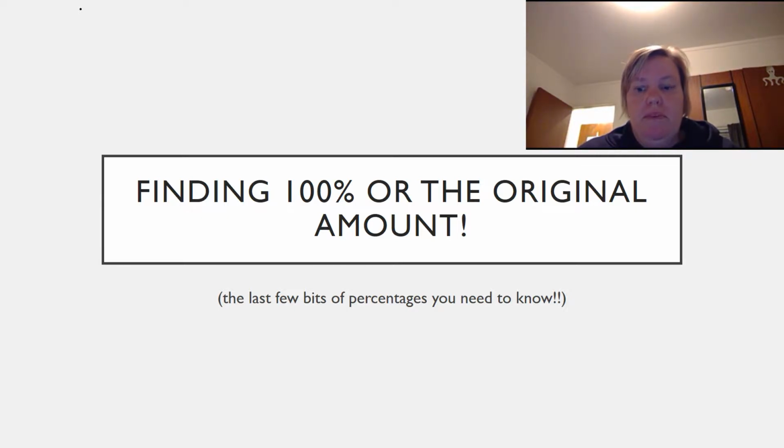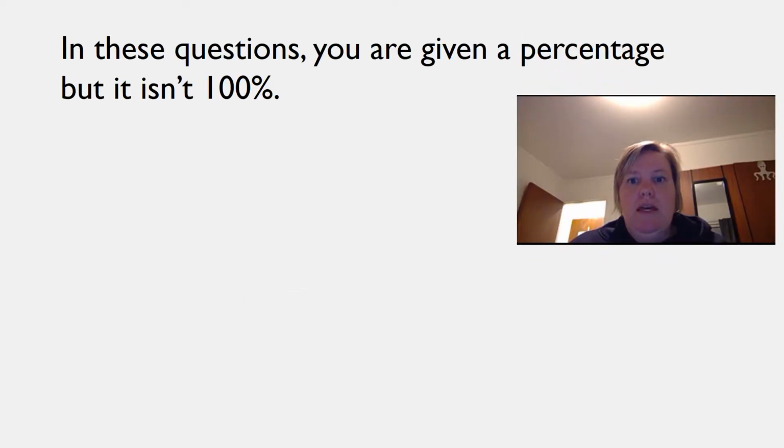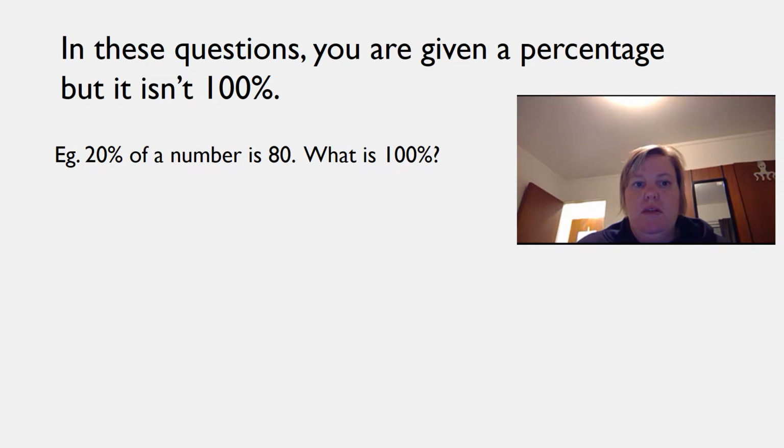Righty-ho. Well, the key with these questions is you're going to be given a percentage, but it isn't a discount and it isn't 100%. Okay, so you'll have a number that isn't the 100% to start off with. So for instance, this example here, 20% of a number's 80, so what's 100%? Okay, can you see what I mean? When you get the keywords "something percent of a number", it's usually a key that you've got one of these questions. So let's show you how to solve this.